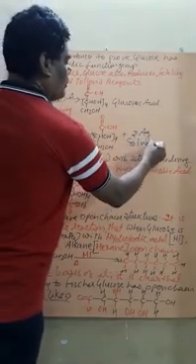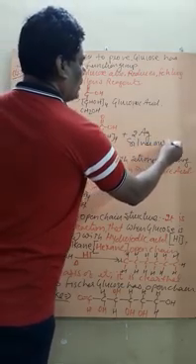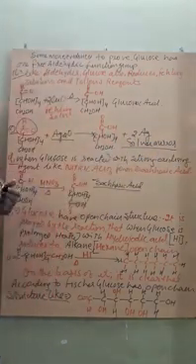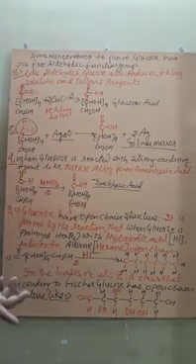So the silver mirror test is given only by what? Aldehyde. It is not given by ketone. Hence, it proves that it has an aldehyde group.